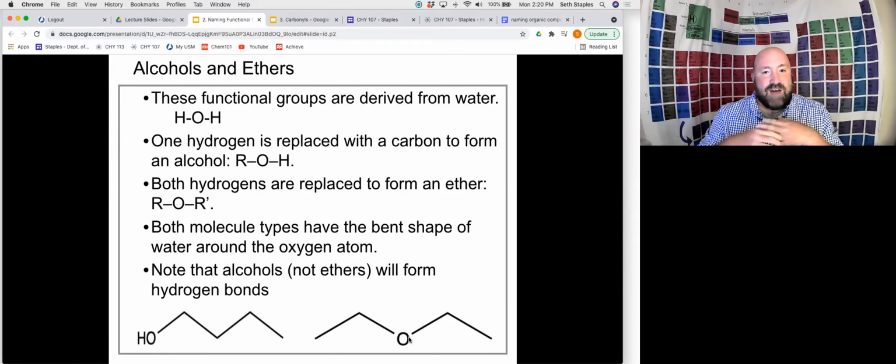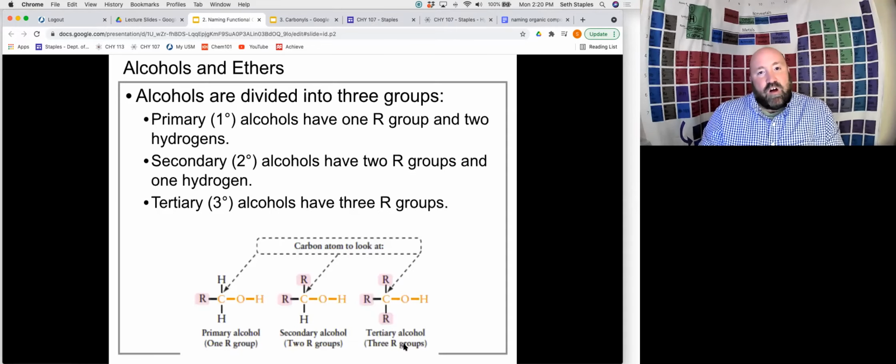Both of these molecule types have a bent shape around the oxygen atom, so that bent VSEPR shape of water is maintained in ethers and alcohols. Again, the only difference is we don't have hydrogens there. It's something else for other groups. It is important to note that water is definitely capable of hydrogen bonding, and that leads to a lot of the different properties that water has. Alcohols can also participate in hydrogen bonding because they still maintain that OH. Ethers, however, do not have that hydrogen still attached there. So ethers are not capable of hydrogen bonding in the same way that alcohols and water is.